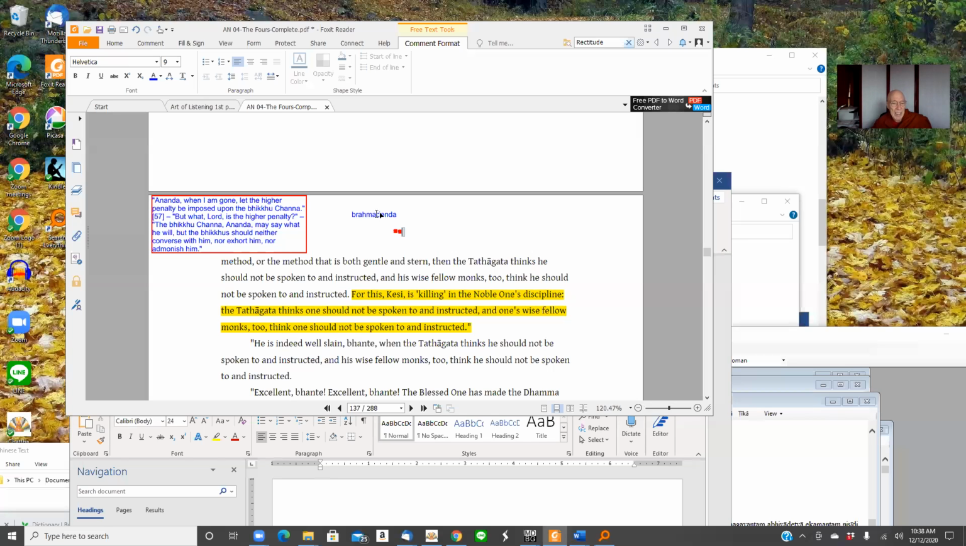It's called Brahma Danda. Danda is punishment, and Brahma in ancient India is the supreme god, but here it could be taken as supreme. So this is the supreme punishment. And so the Buddha says to Ananda, when I am gone, let the supreme punishment be imposed upon the monk Channa. Then Ananda says, what do you mean by the supreme punishment? And then the Buddha says, the monk Channa may say what he wants, but the monks shouldn't converse with him or teach him or admonish him.